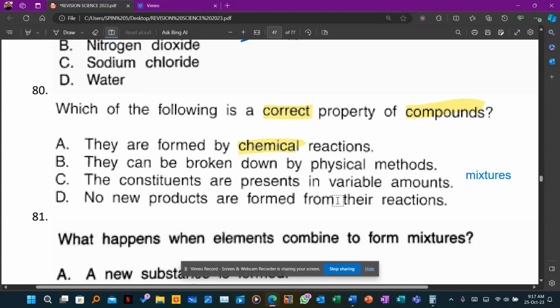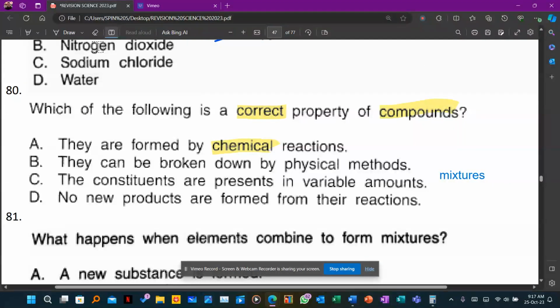No new product are formed from the reaction. Mixture, there's no new product, you're just mixing it. But for compound, you have new product. Understand, sir? Just that.